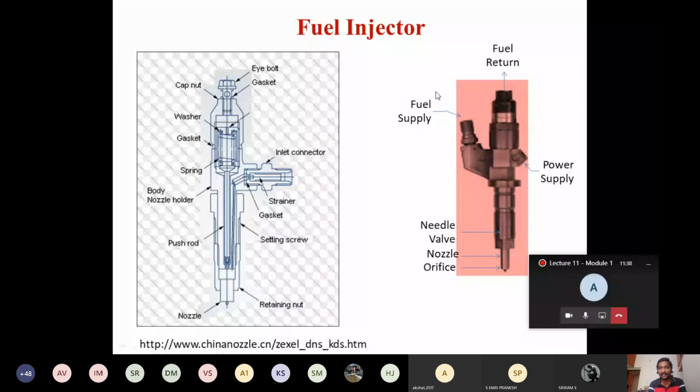Okay. And when the needle valve closes, when the orifice closes, then because of the high pressure, the excess fuel will return back to the fuel oil tank. Okay. So this is the complete working, and various detailed parts are given in this diagram.